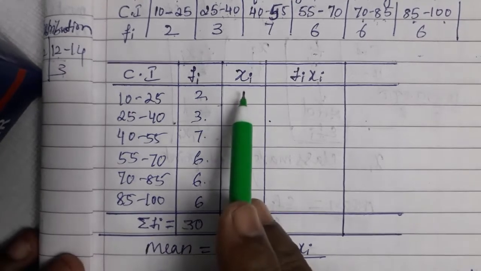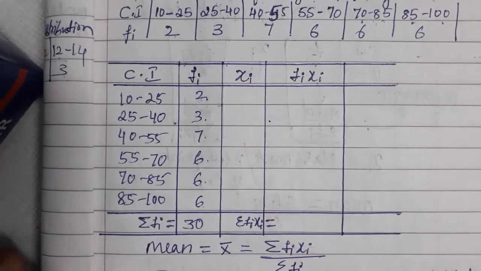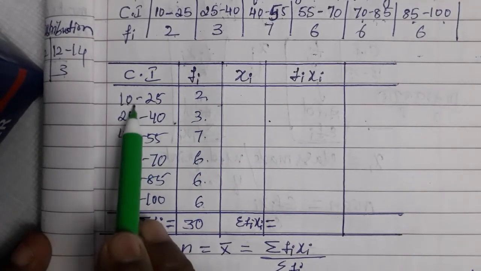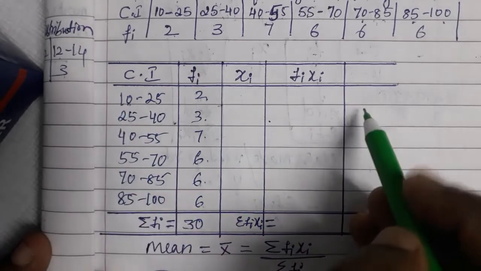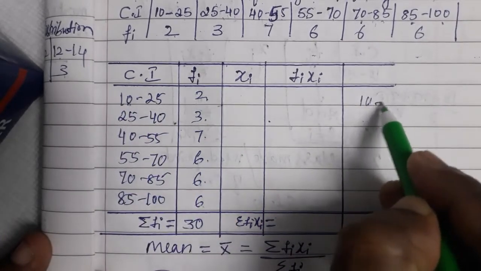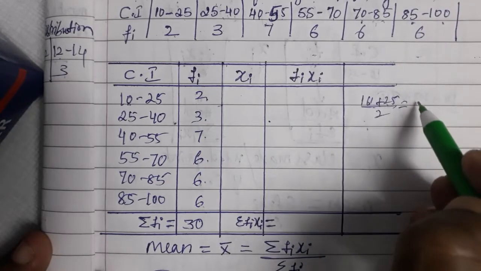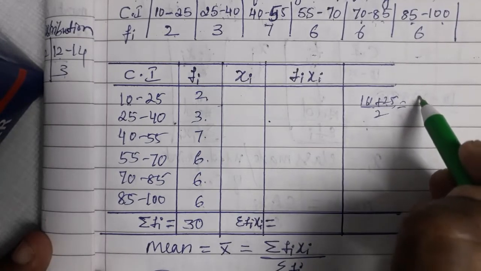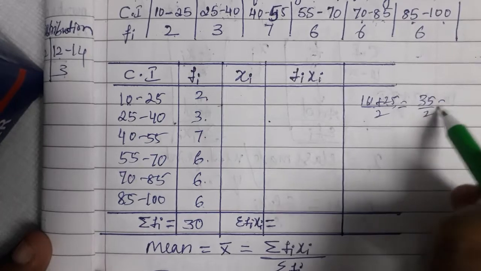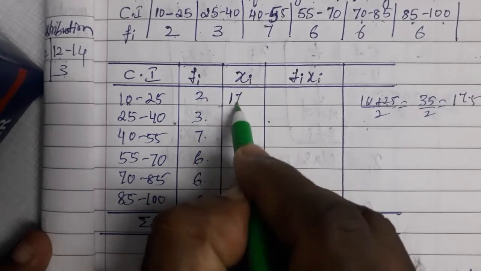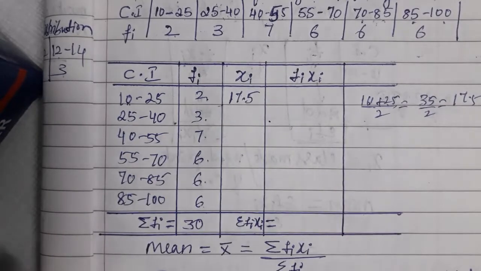Next, what should I find? I should find the class mark. How to find the class mark? You should add the lower limit plus the upper limit, like this: 10 plus 25 divided by 2. 10 plus 25 is 35. 35 divided by 2 is 17.5. So what is the class mark? It is the midpoint. 17.5 is the midpoint.